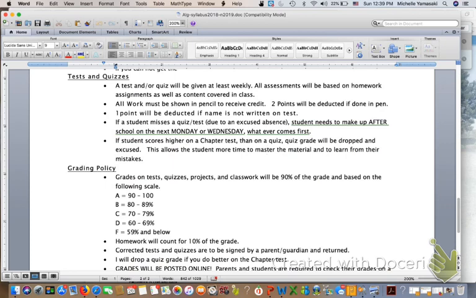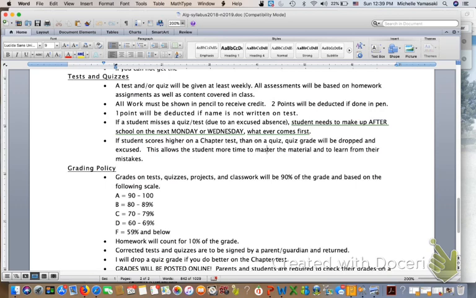All work should be shown in pencil. 2 points will be deducted if it's done in pen. 1 point if your name is not written on the test. If you miss a test or a quiz, please come to the next Monday or Wednesday after school session. Monday or Wednesday, please make arrangements with me. I will not chase you around. And that's tests or quizzes.